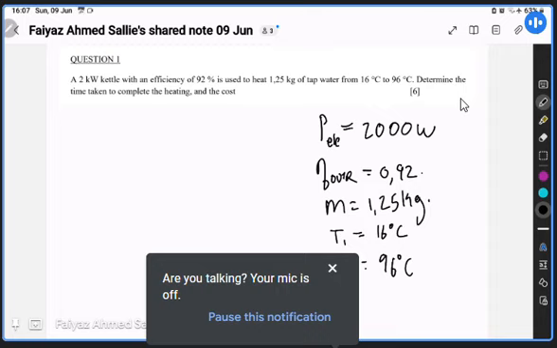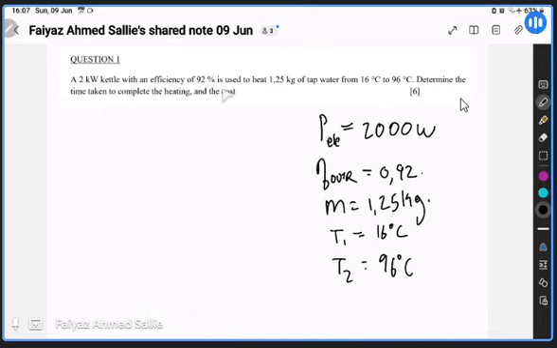So let's read the question. A 2 kilowatt kettle with an efficiency of 92% is used to heat 1.25 kg of tap water at 16 degrees Celsius to 96 degrees. Determine the time taken to complete the heating. So, let's solve this question.